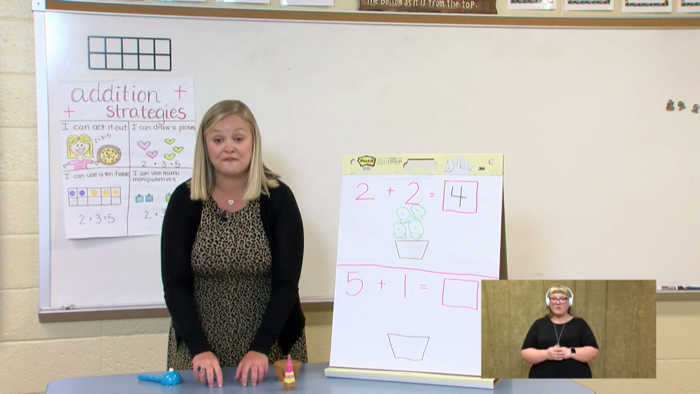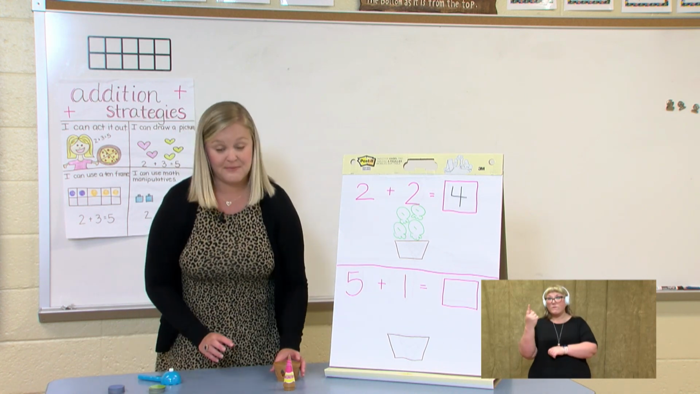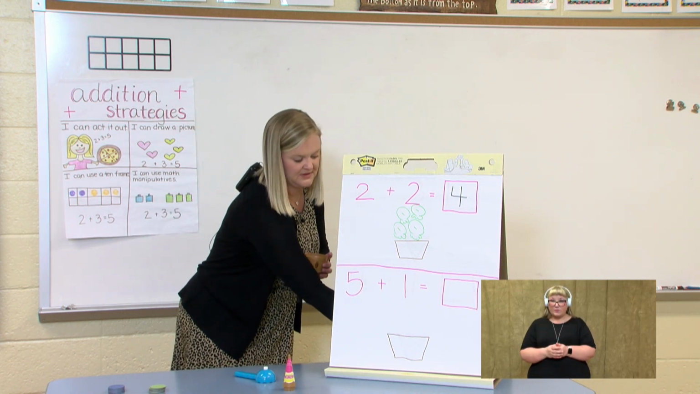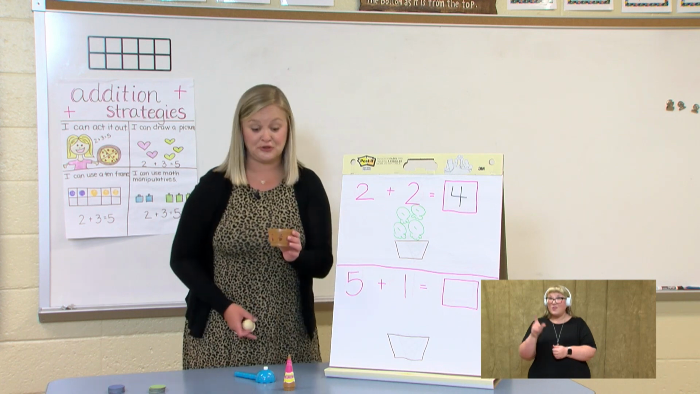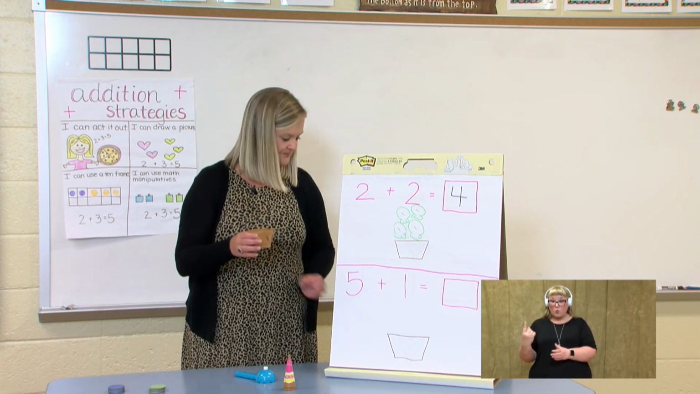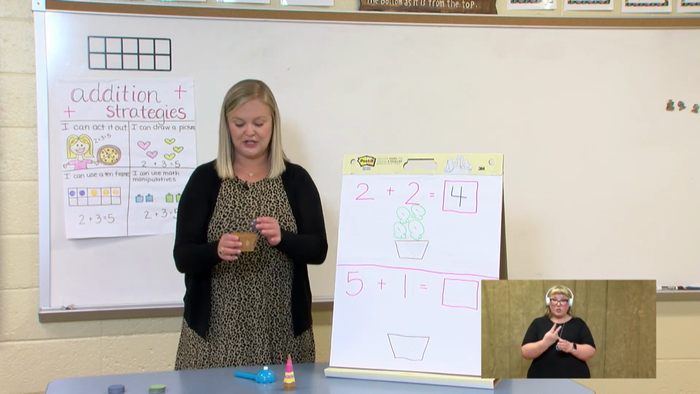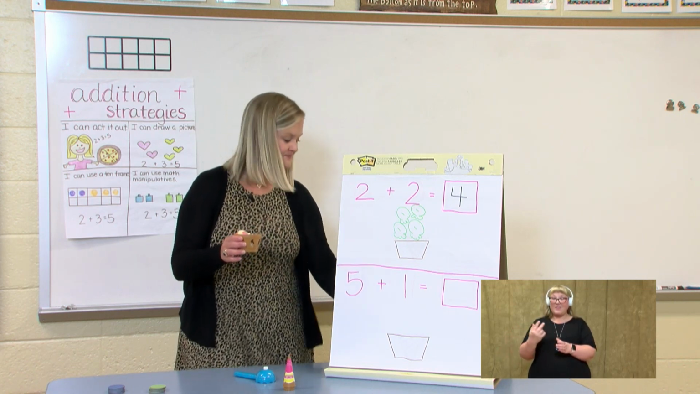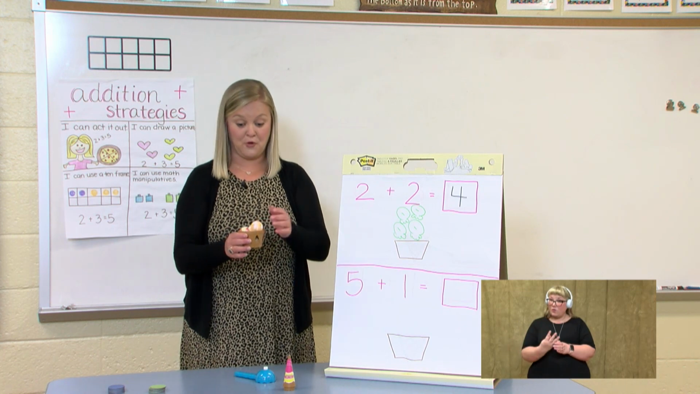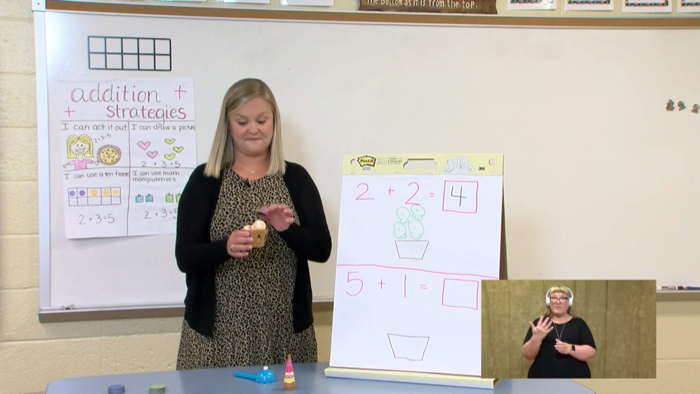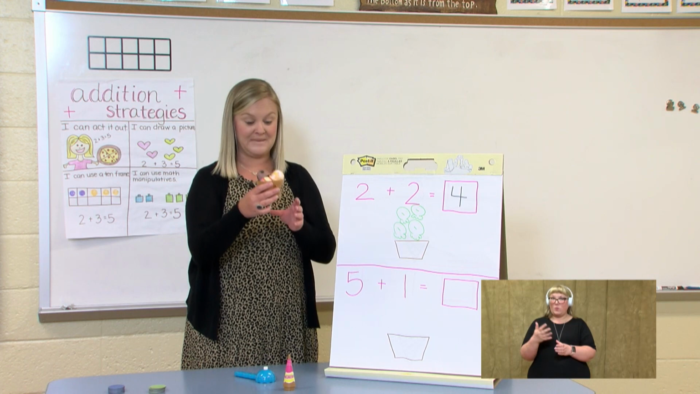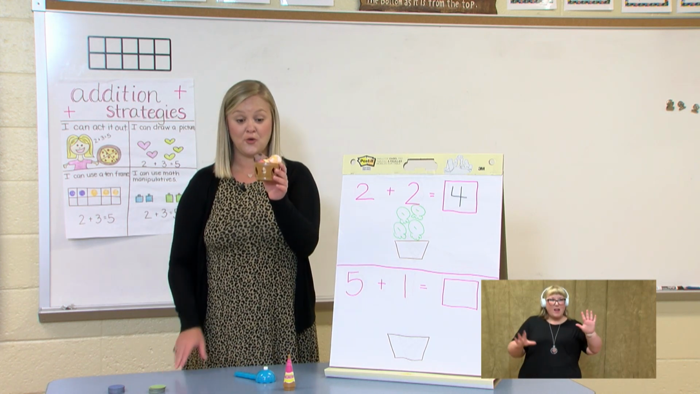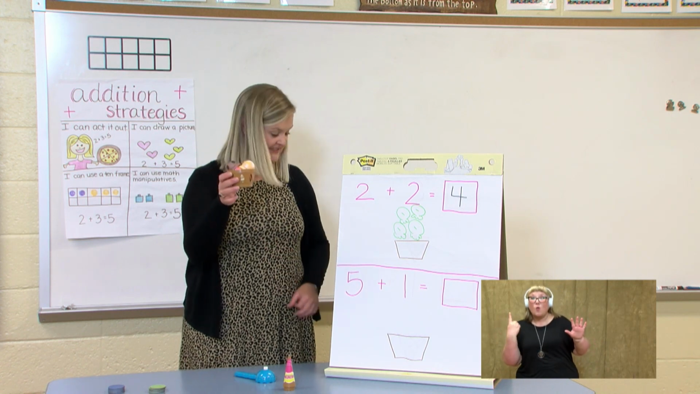So let's use our first strategy to make our ice cream in a cup. We need 5 scoops. 1, 2, 3, 4, 5. Now, how many more scoops do we need to add to our cup? One more. Do you think we can fit one more in this cup? Let's see.